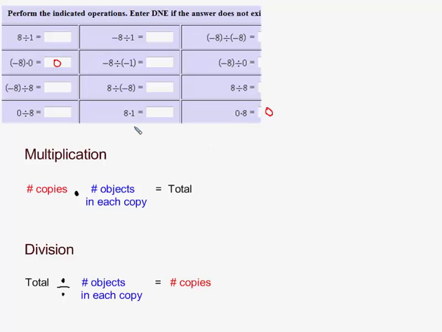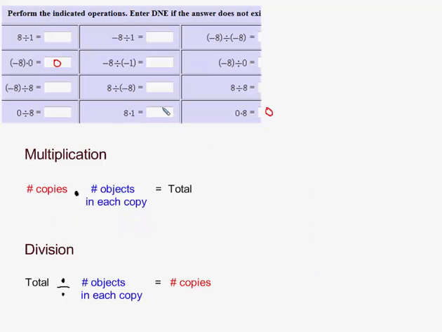The only other multiplication problem I see is 8 times 1, and if you want, 8 times 1 can be thought of as that you have 1 object in each copy, so here's 1 object, but we are to make 8 copies of it. So if I was to make 8 copies of 1 object, 1, 2, 3, 4, 5, 6, 7, 8, you'd have 8 copies of 1 object, but that would mean you have 8 things. So the total would be 8. So 8 times 1 is 8.